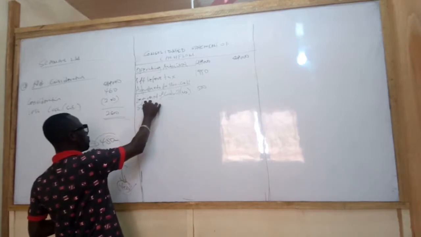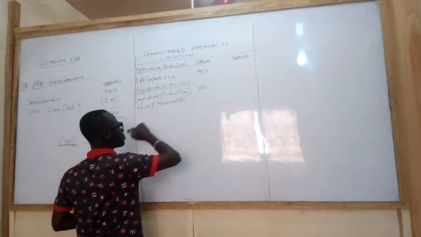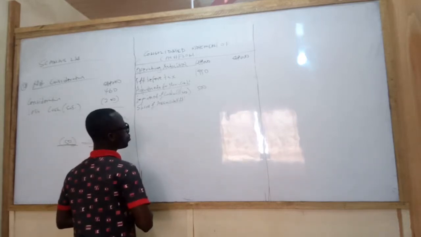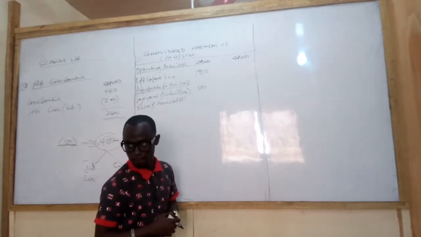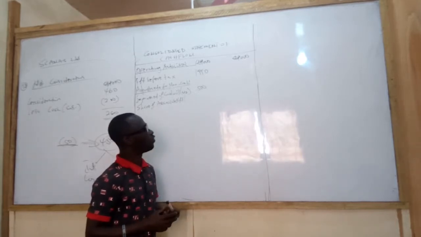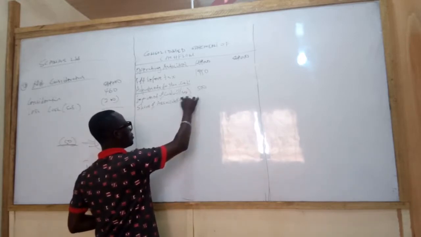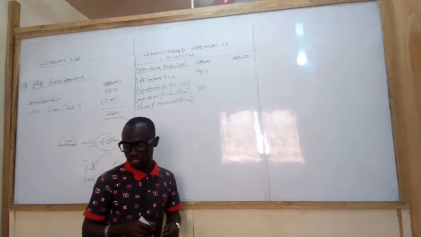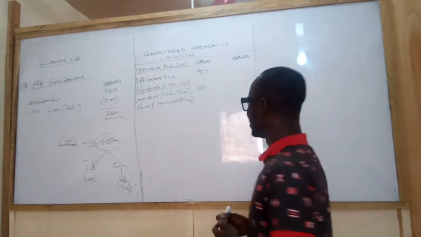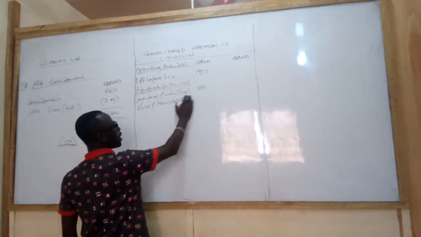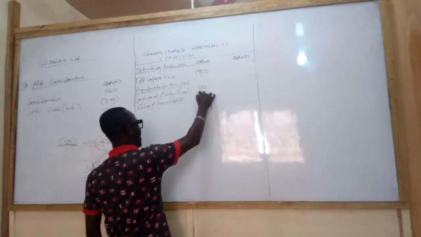Share of associates' profits. What workings was that? Can I have the workings for the share of associate profit? Workings 5. How much is it? 300. Oh, are you serious? The dividend. The associate profit we had was how much? Was it not 500? Sorry.